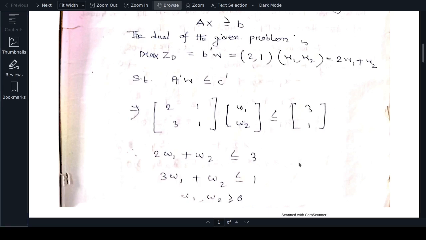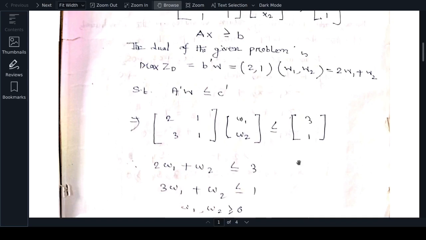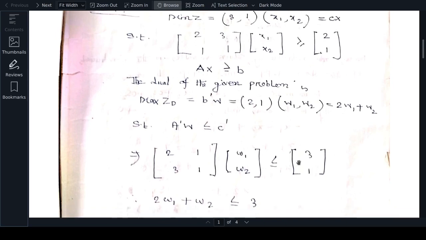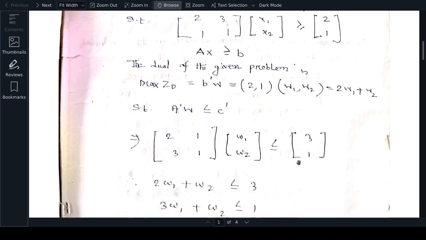So you see, I have written A dash w less than or equal to c dash. Okay, so what does a dash mean in the dual? What do you mean by a dash? A dash means the transpose of A, and w is the variable.